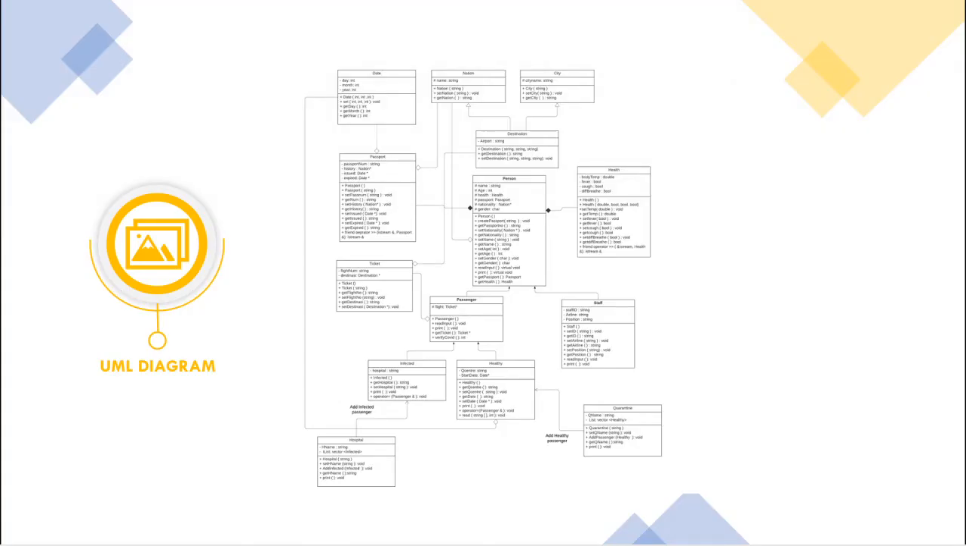In the UML diagram, we can see that we have used all the relationships that we learned throughout the semester. For example, association, aggregation, composition, inheritance. Besides, polymorphism can also be found in some of the classes.